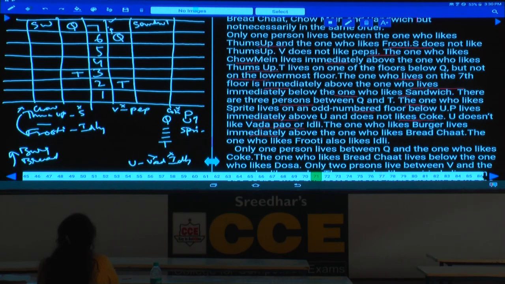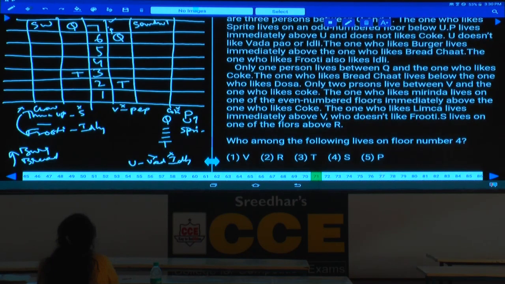Isn't it? Then coming to the next paragraph here, only one person lives between Q and the one who likes Coke. Now Q and the one who likes Coke, how many persons are there? There must be exactly one person between them. Now in case 1, the person who likes Coke must be on the 4th floor, and in case 2, on the 5th floor. Clear now? This is Coke.